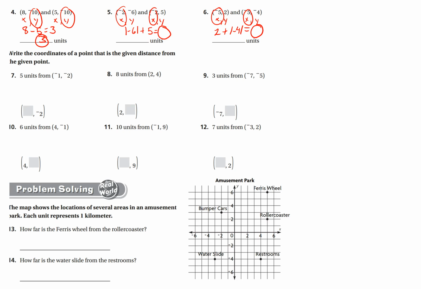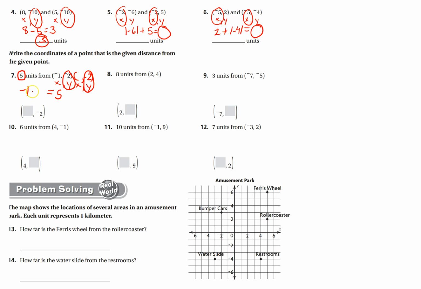Okay, moving down to 7 through 12. Again, this is like the previous video. They gave us the first point. We have to come up with the second point. So we have x and y, x and y. It told us the y value has to be negative 2, so that's our signs that are the same. It told us the distance needs to be 5. So we need to get 5 units away from each other.